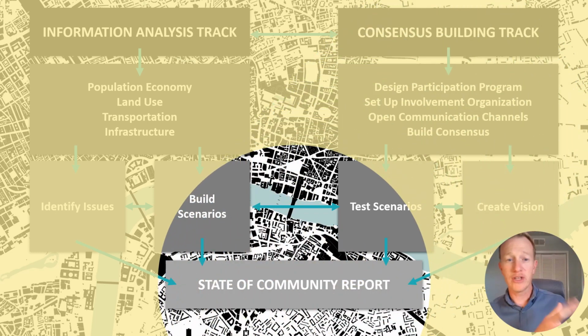So both the information analysis track and the consensus building track come together and feed into the State of Community Report. The State of Community Report is intended to summarize all of your key findings through those different pieces. So all of the key information you've collected, what are the key findings that came out of that? And what was the key information that came out of your community outreach and consensus building? So it's going to have a large set of facts, and it's going to have also a large set of values.